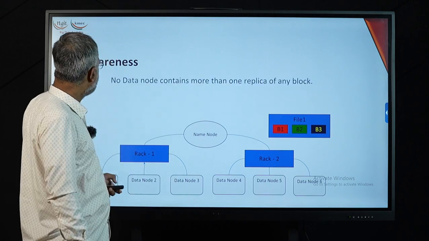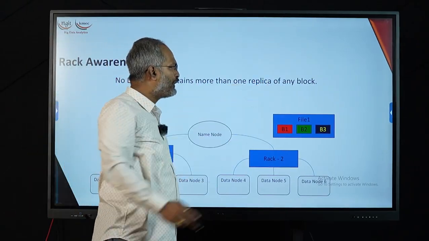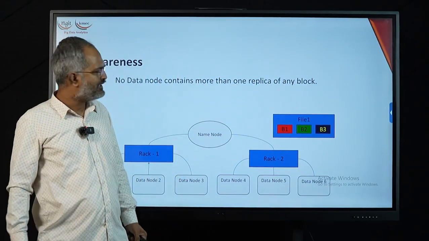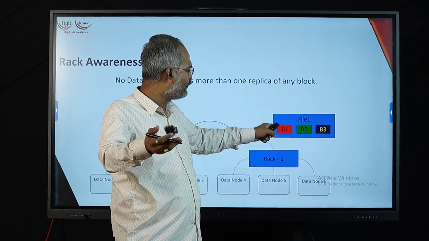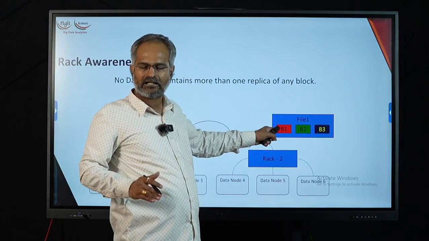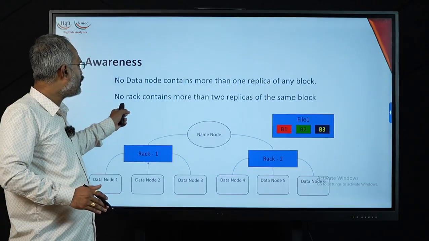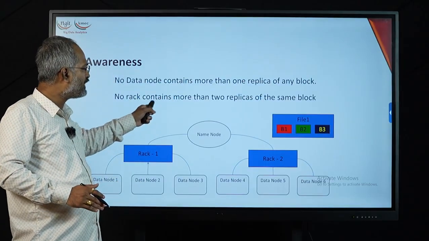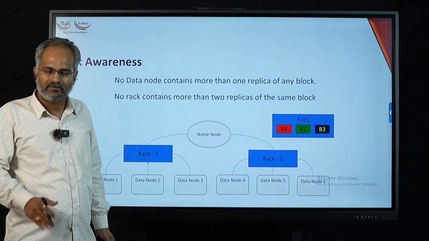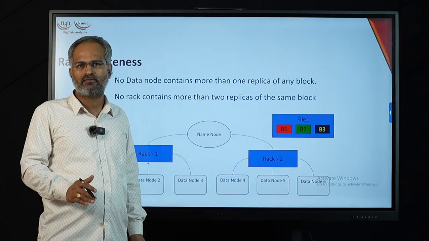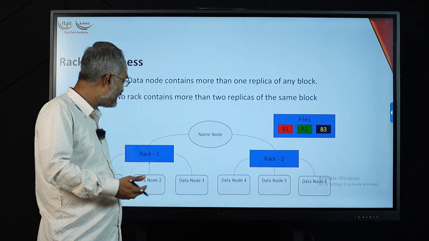So there are some rules framed for racks. The first rule is that no data node contains more than one replica of any block. If you take block 1, not more than one replica should be stored in any data node. Another rule is that no rack contains more than 2 replicas of the same block. These are the 2 default rules. Of course, if you want, you can modify and update them.